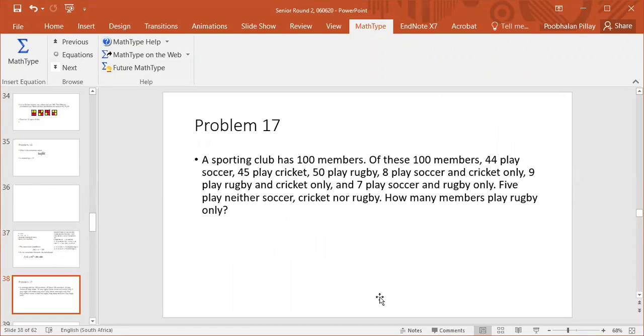A sporting club has 100 members. Of these 100 members, 44 play soccer, 45 play cricket, 65 play rugby, 8 play soccer and cricket only, 9 play rugby and cricket only. So a lot of information.